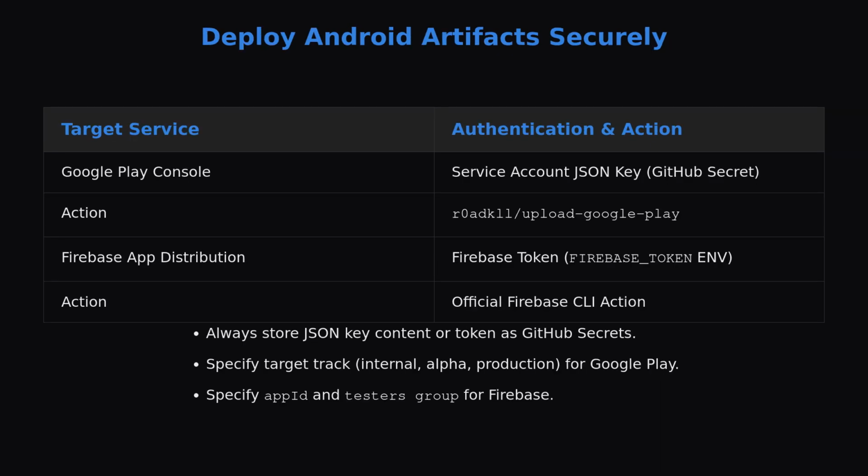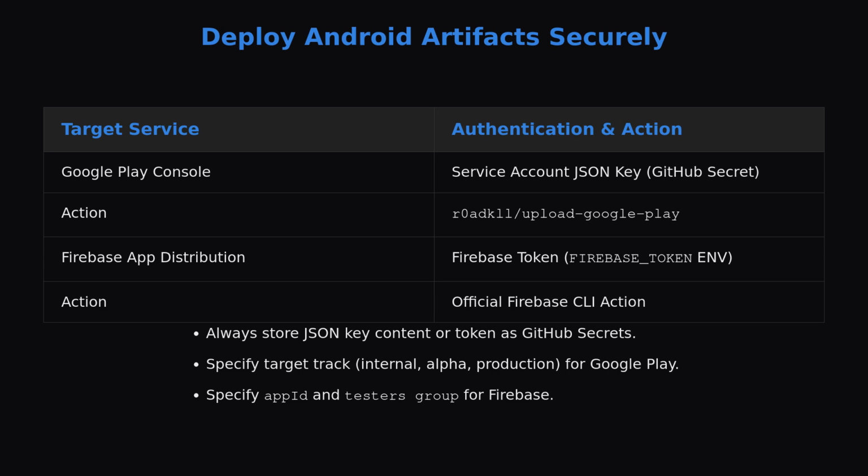Deployment requires secure authentication with the target service. For Google Play console deployment, use a service account JSON key generated in the Google Cloud Console and store its content as a GitHub secret. Utilize the r0adkll/upload-google-play action, passing the service account path and the AAB file path, specifying the target track, such as internal, alpha, or production.